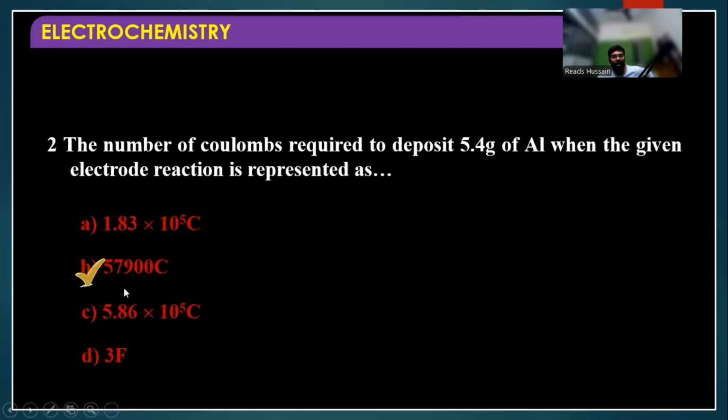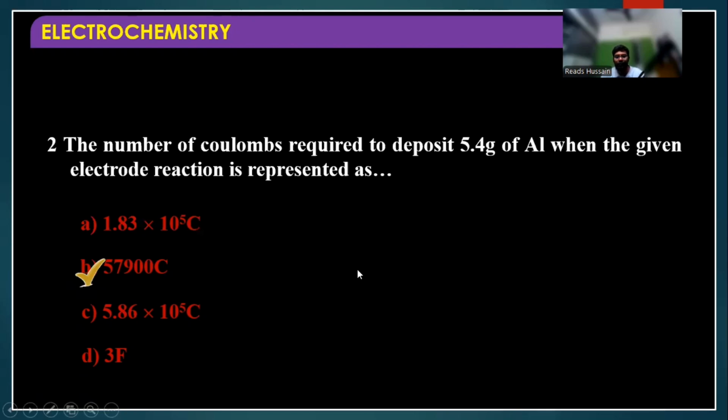Okay, yes. We are getting 60,000 now. Here the answer is 57,900. We are getting 60,000. Both are approximately the same, nearly equal now. Why are we getting 60,000 and here 57,900? Because we have taken that 96,500 coulombs as 1 lakh, so we have got a little more value. So approximately 57,900. That's all.